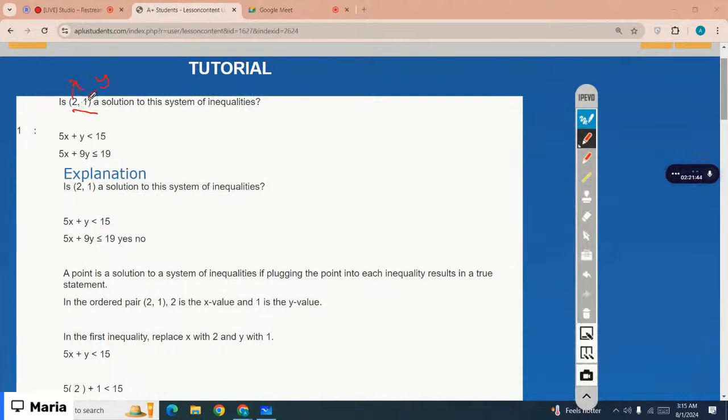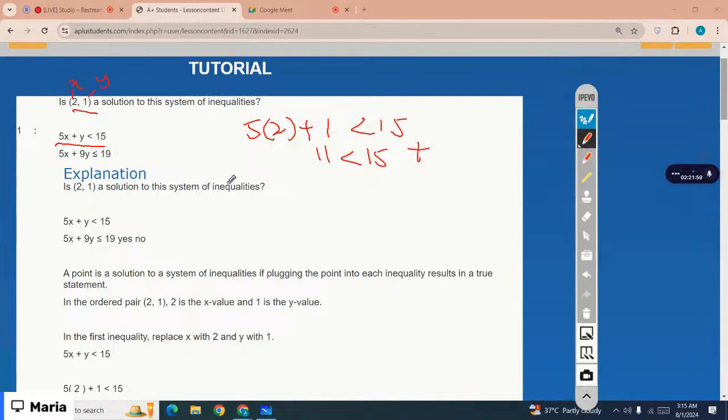X is 2 and y is 1, right? So that is 5x plus y is less than 15. So 5x is 2 plus y is 1. So 5 times 2 is 10, and 10 plus 1 is 11, which is less than 15. Yes, it is. That is true.